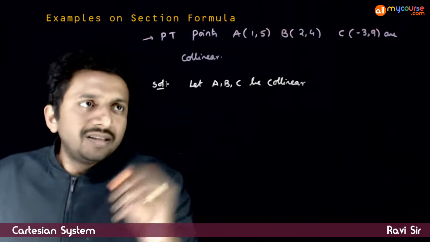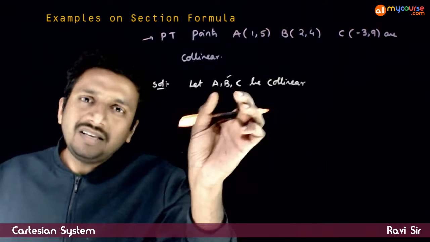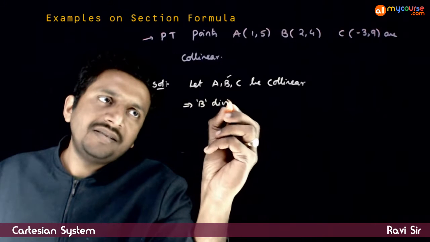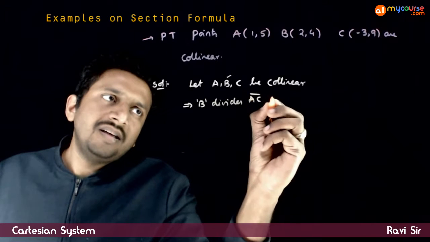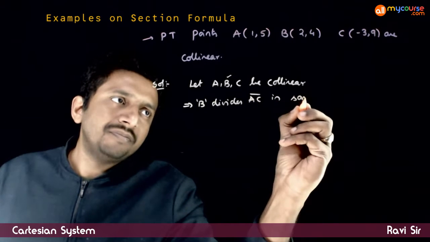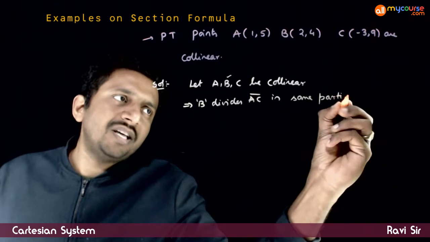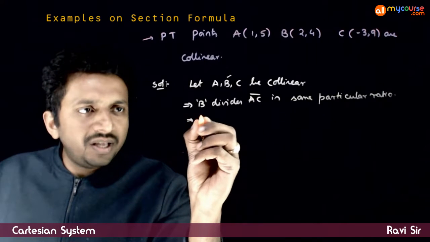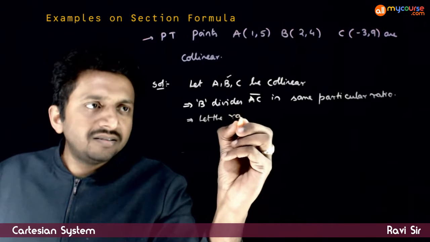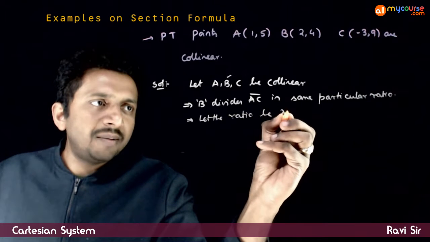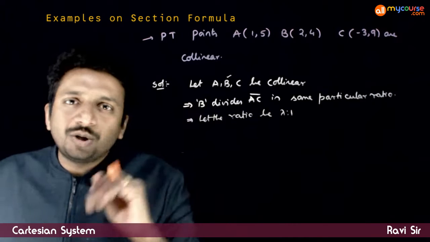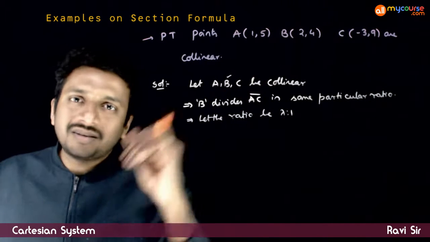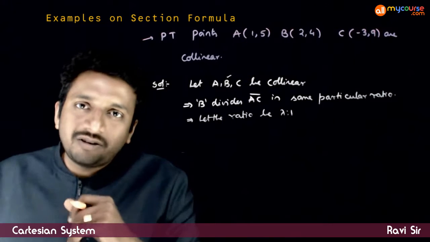So if they are collinear, then B has to divide AC in some ratio. This implies B divides AC in some particular ratio. I don't know what the ratio is, but there should be some ratio. So let the ratio be lambda is to 1. Now let us see whether an actual ratio exists such that B divides AC in that ratio.